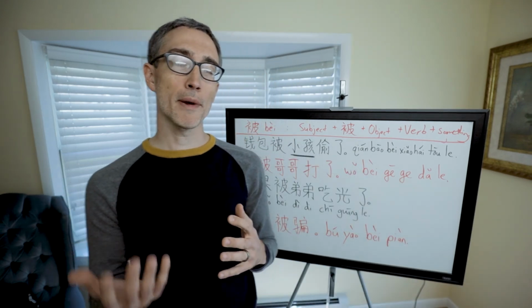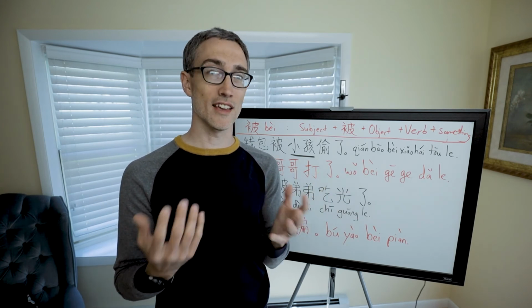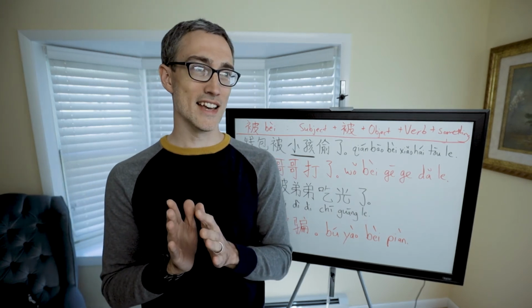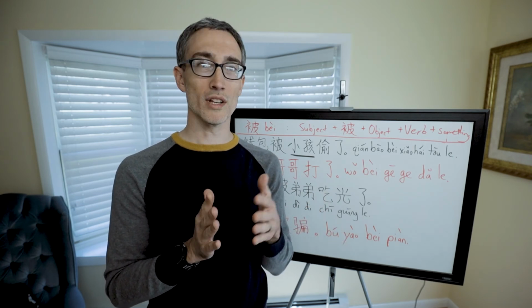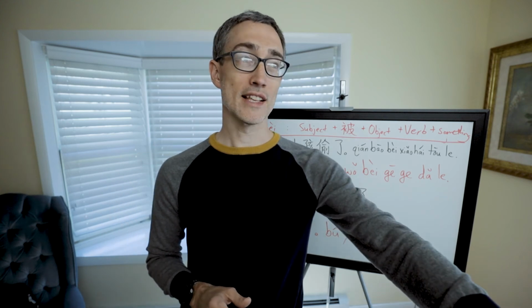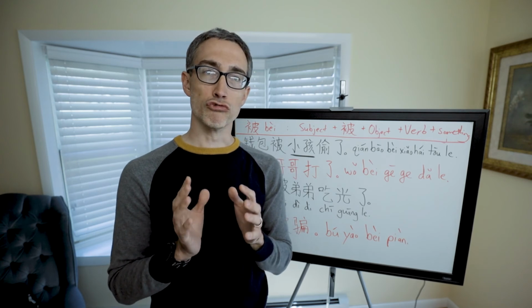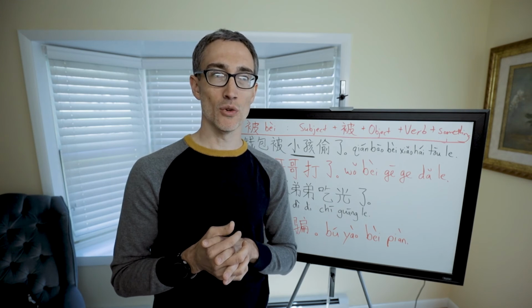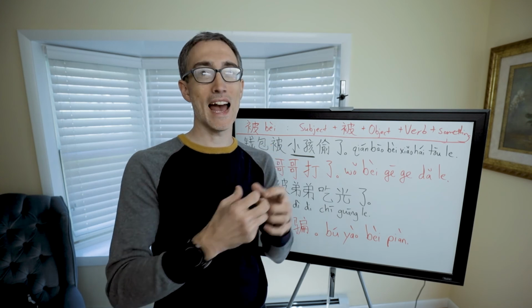Okay, quickly, I'd like to go through a little list comparing the Ba structure from our last video and this Bei structure. They have some similarities and some obvious differences. Both of them emphasize the object and what happened to it, as opposed to what the object is. Both of them need to have real action verbs, not abstract verbs like think or feel or to like, 喜欢. They need real action words because they emphasize something happening to the object.